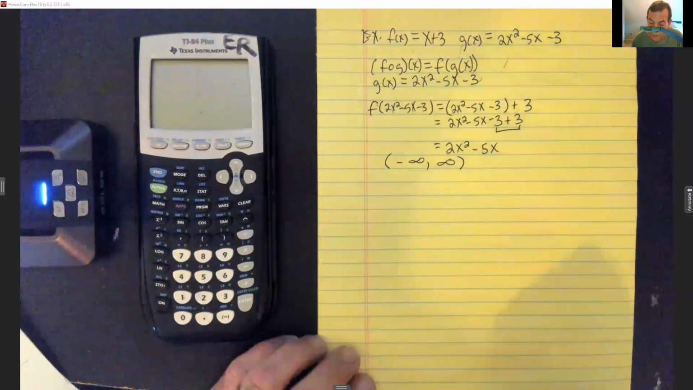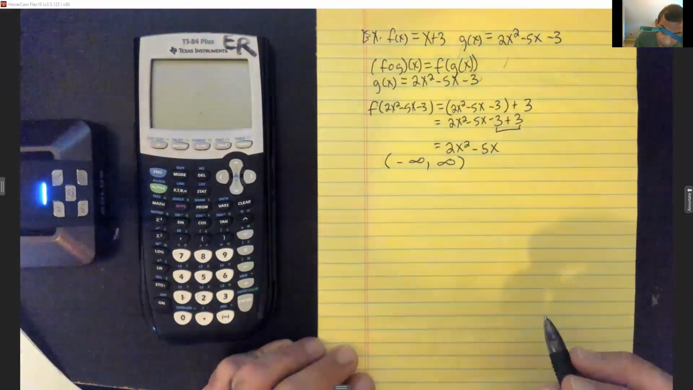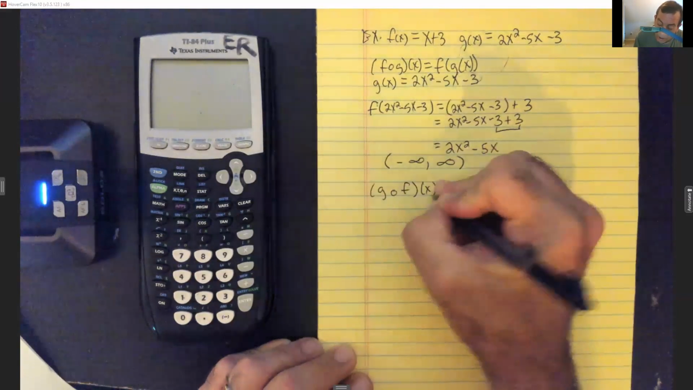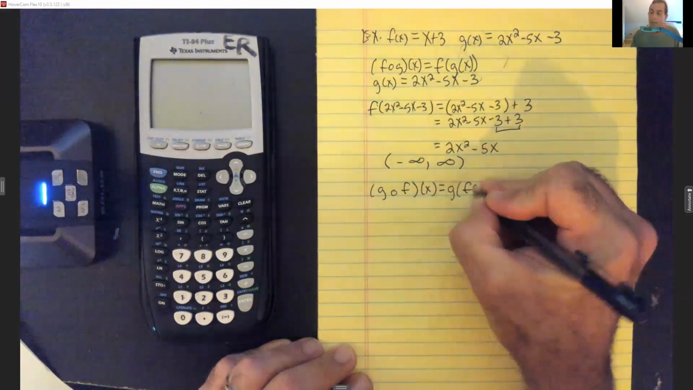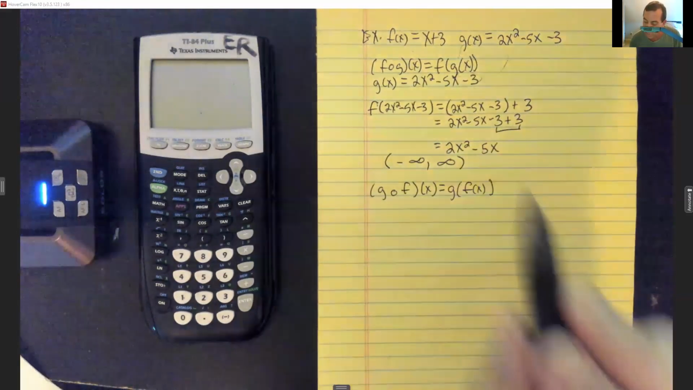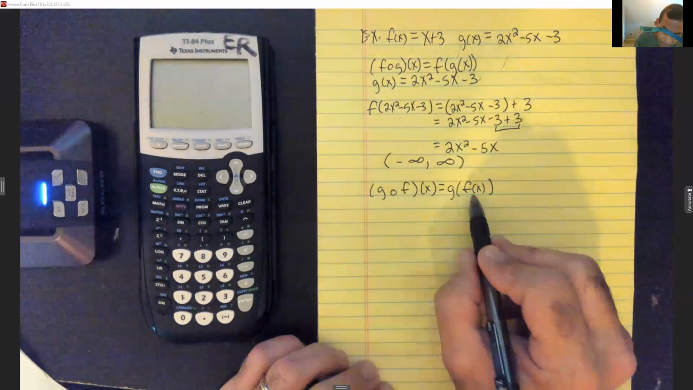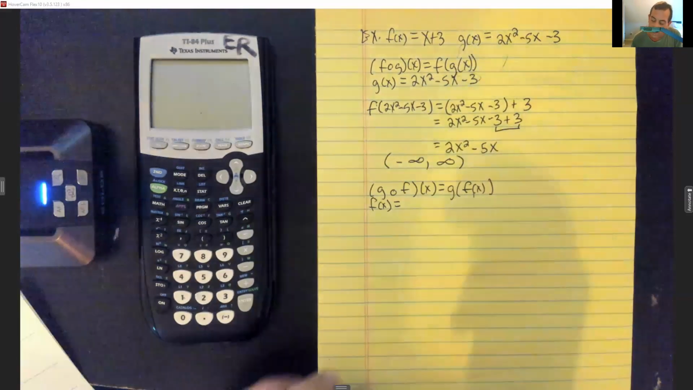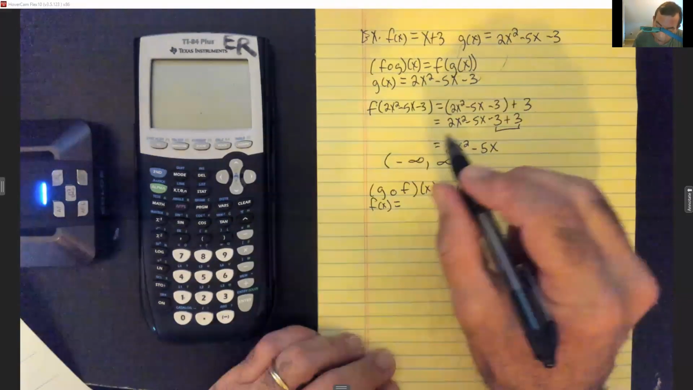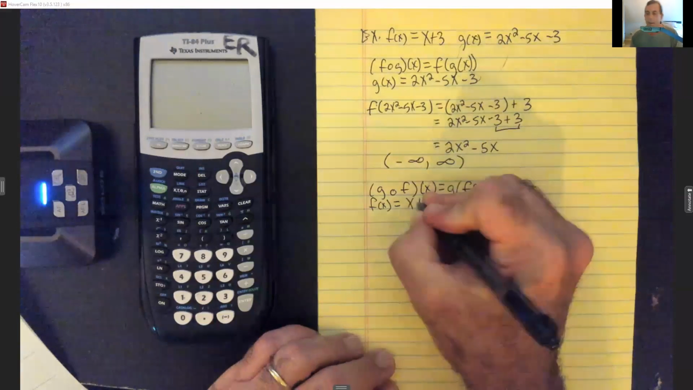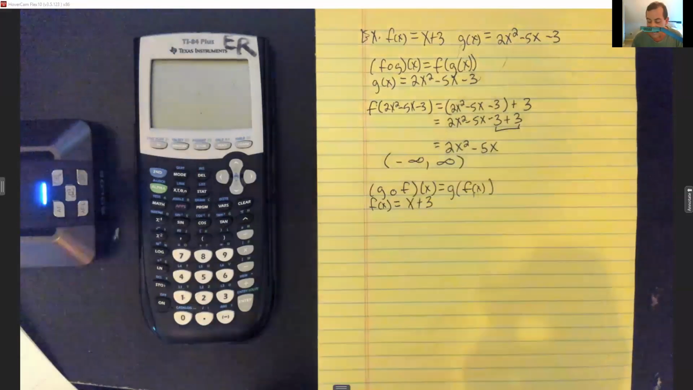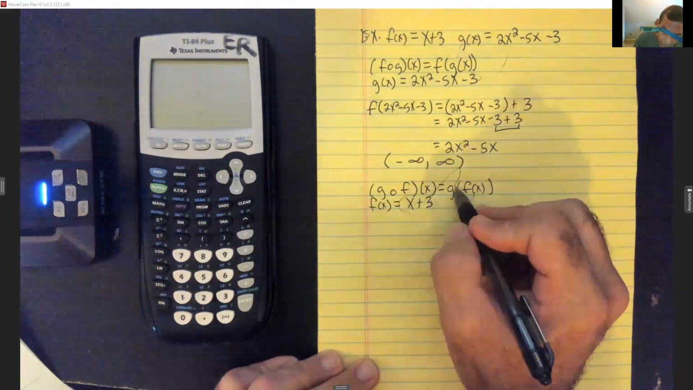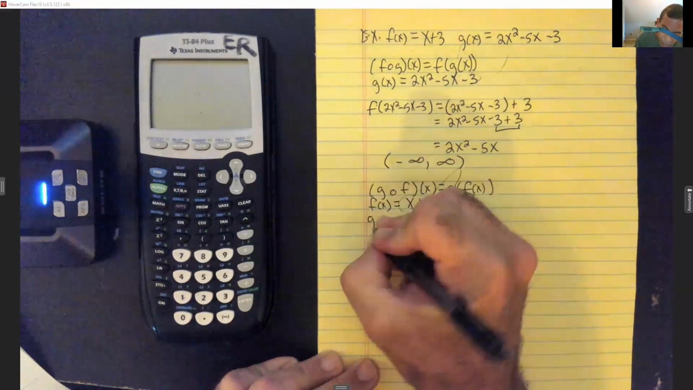All right, so what does that give us? g of f of x is next. g of f of x, which means I actually have to start with the f of x. See, we switch them around a little bit so you have to pay attention. f of x was what? x plus 3. Well, unfortunately, we can't make that any shorter. So x plus 3 now goes into the g. So we're going to find g of x plus 3.